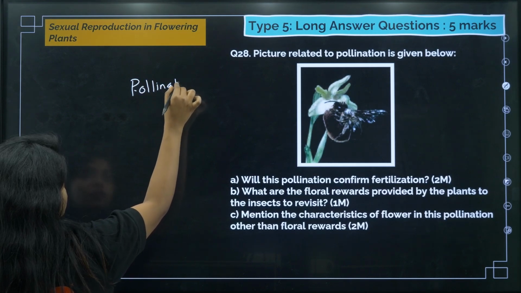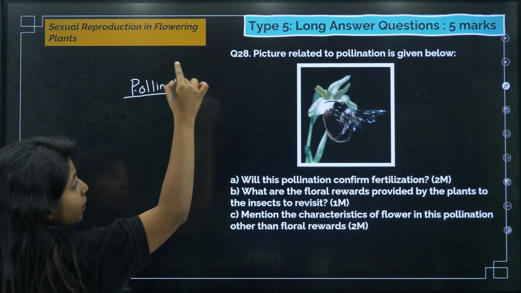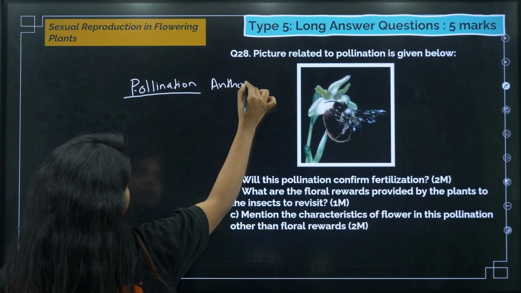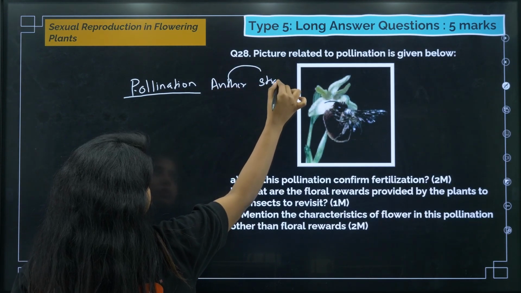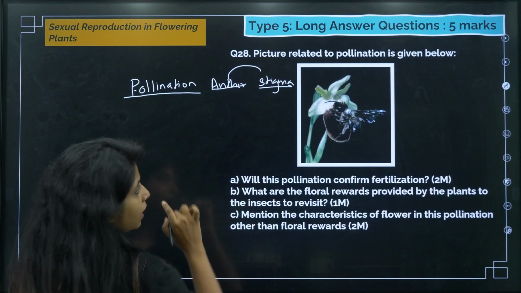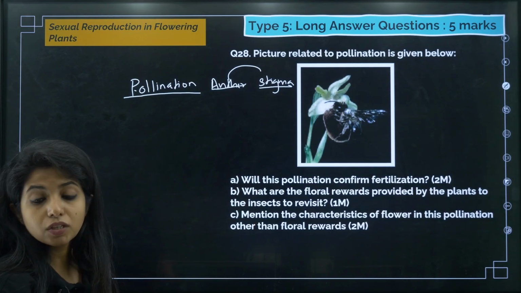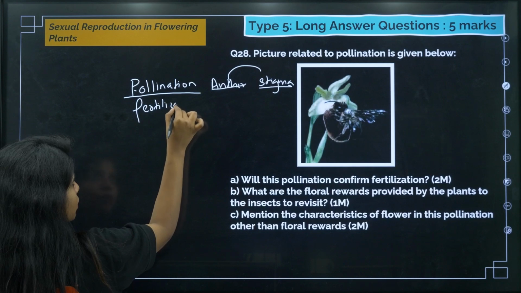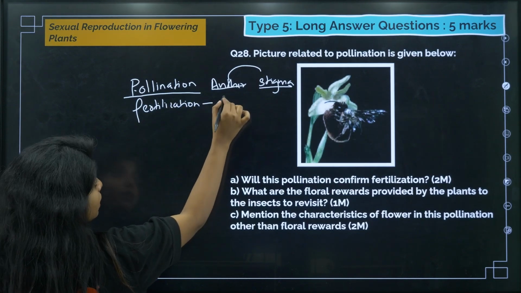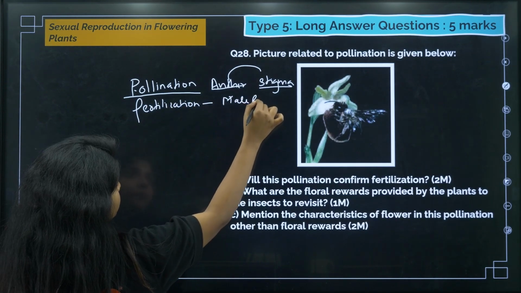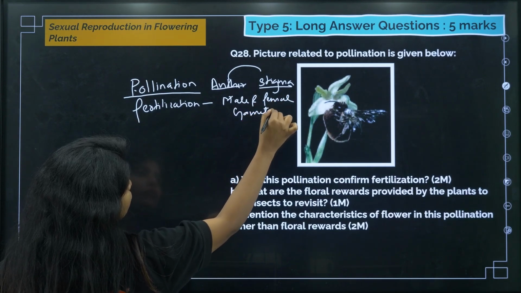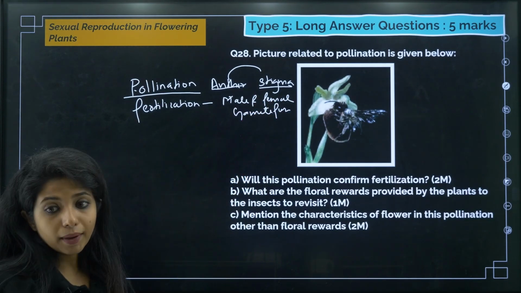So pollination is when transfer of pollen happens from the anther to the stigma. Agree? To the stigma. This is pollination. Fertilization is what? You have to explain that now. Fertilization is when the male and the female gamete fuse.